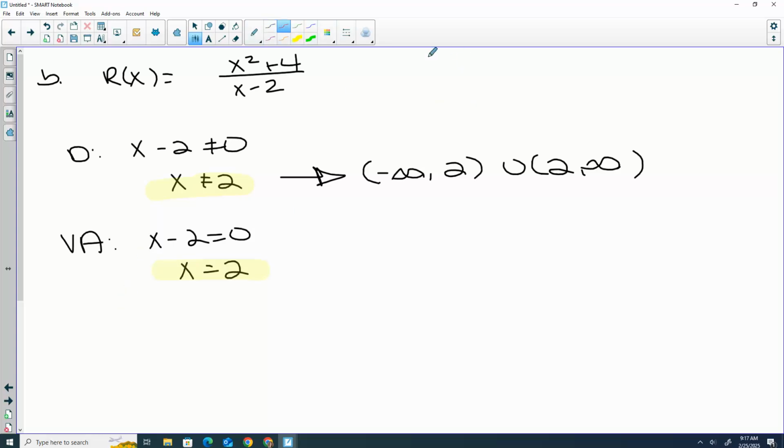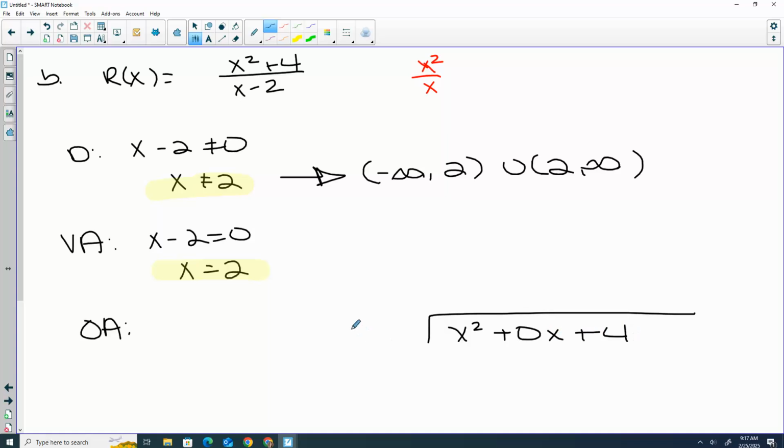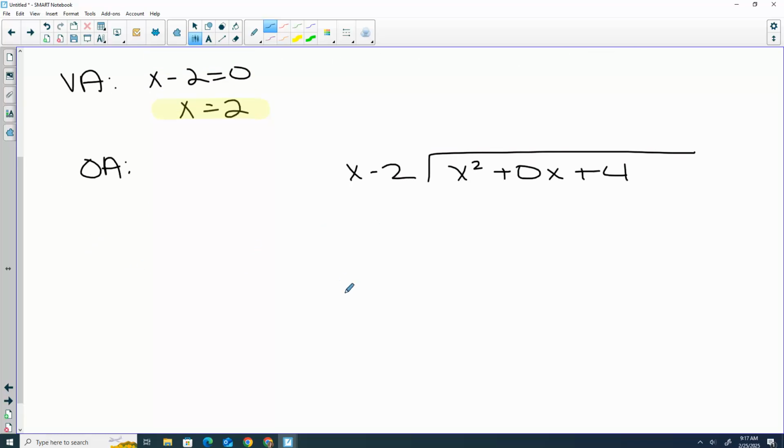Horizontal or oblique. If we divide our highest powers, x squared over x, you're left with x on top, which means it is what? Oblique. When we have oblique, how do we find it? Long division. So the top goes underneath. You can put in a 0x if you would like. And the x minus 2 goes outside. This is just like when you learned long division back in elementary school. It's a 3-step process. You divide, you multiply, you subtract. First step, we divide.